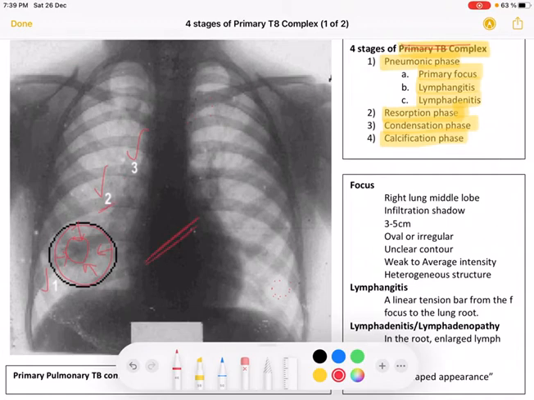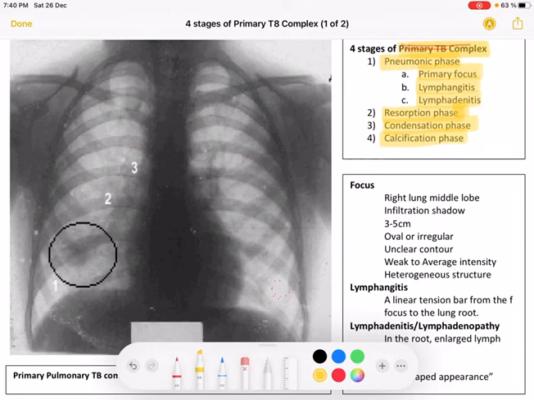The same thing is happening with the lymphangitis. Previously it was markedly dense, but now the shadow is not so intense. The same with the lymph nodes. Previously they were larger in size, now they have become smaller. There are changes, so it means that the TB is resolving. It is in the resolution phase. So this is the resorption phase.